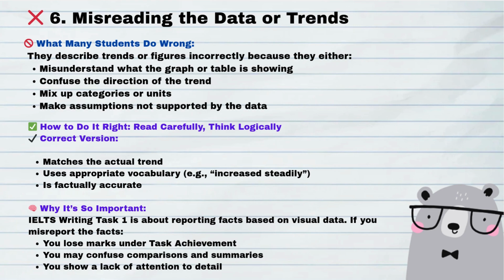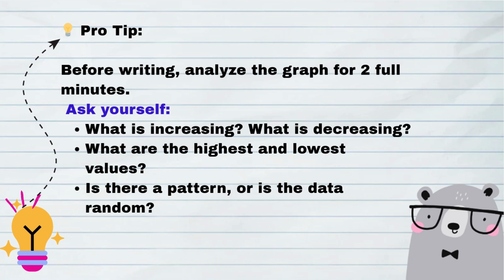If you misreport the facts, you will lose marks under Task Achievement. You may confuse comparisons and summaries. You show a lack of attention to detail. Okay, so please, here is the main tip: before writing, analyze the graph for two full minutes.